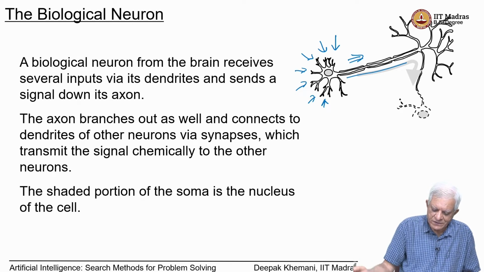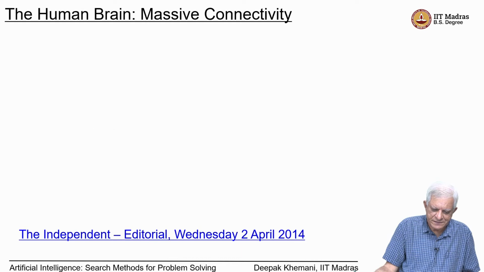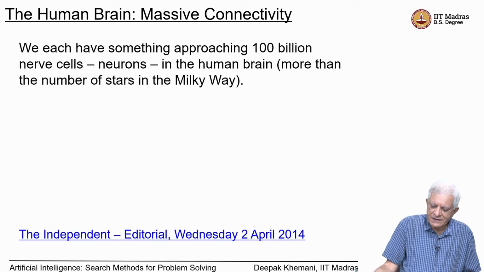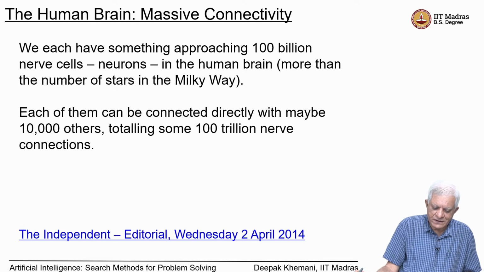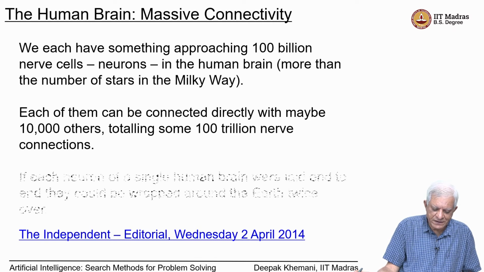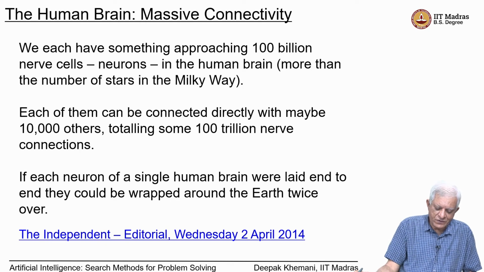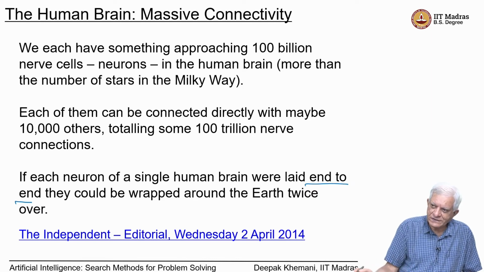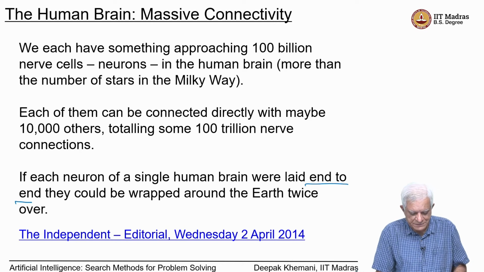The shaded portion of the neuron is essentially the nucleus of the cell. So, we each have something approaching 100 billion nerve cells, or neurons, in the human brain. This is from another article that I was reading, which is more than the number of stars in the Milky Way. Each of them can be connected directly with maybe 10,000 others, totaling some 100 trillion nerve connections. If each neuron of a single human brain were laid end to end, they would wrap around the earth twice over. So, that is one single human brain.